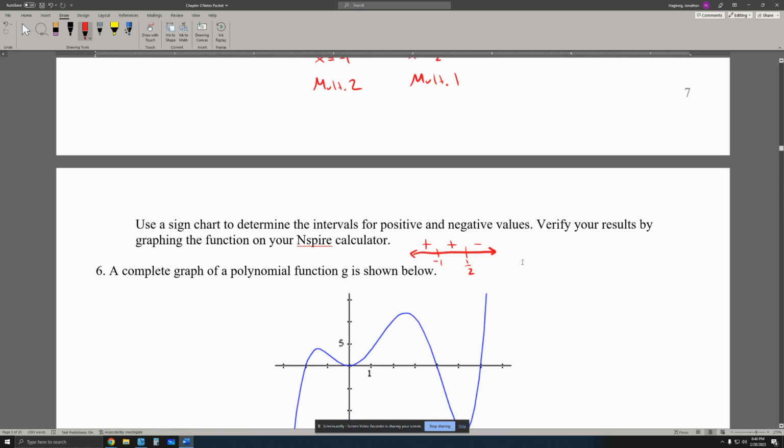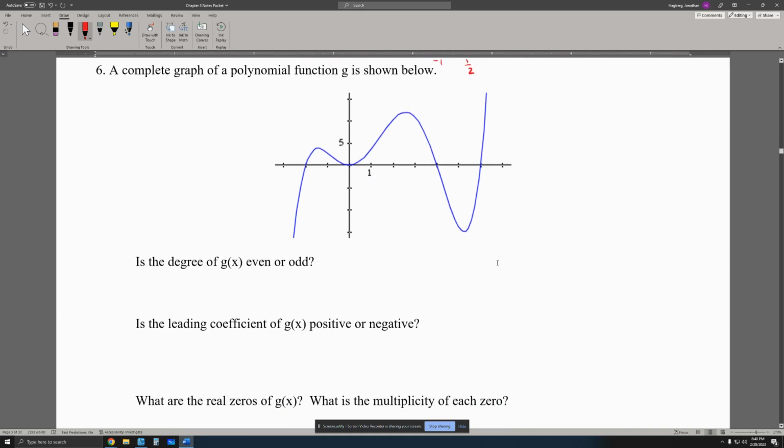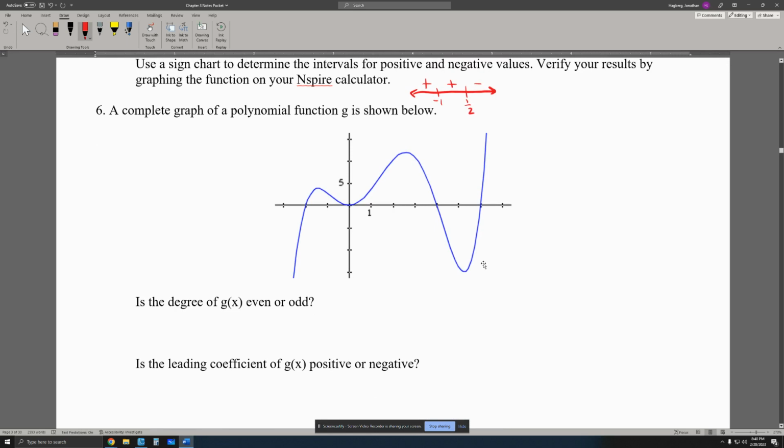Okay. All right, so number 6. Here we have a graph of a function, and I want to determine some of these characteristics of the function. Is the degree of g of x even or odd? Well, let's count the zeros. I notice that we have a 0 at -2, a 0 at 0, a 0 at 4, and a 0 at 6.